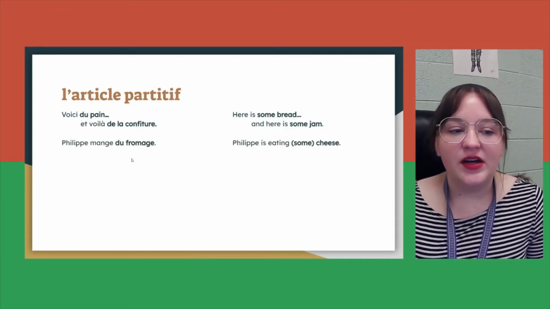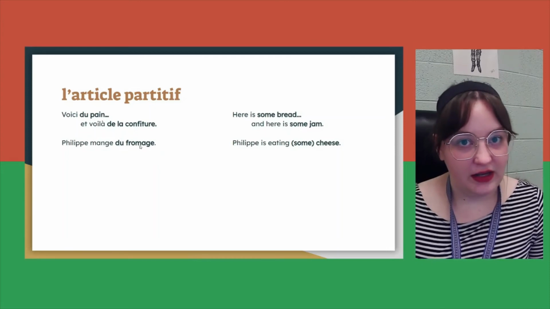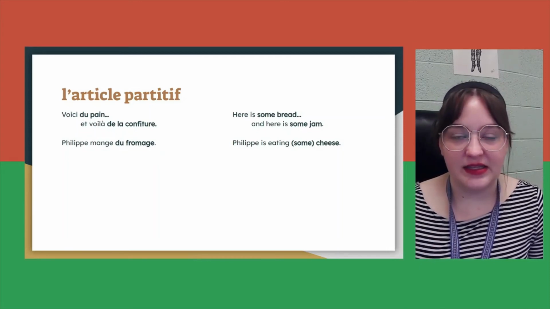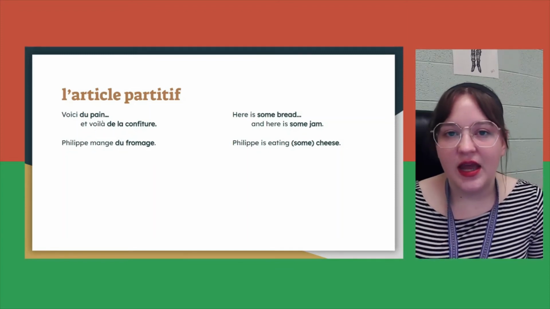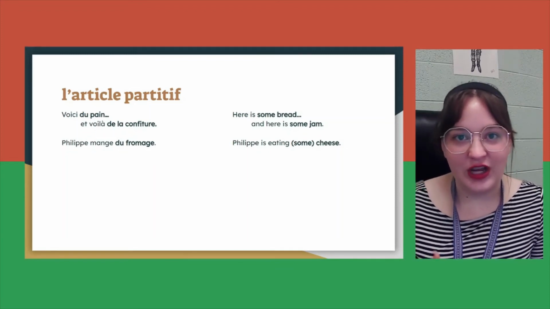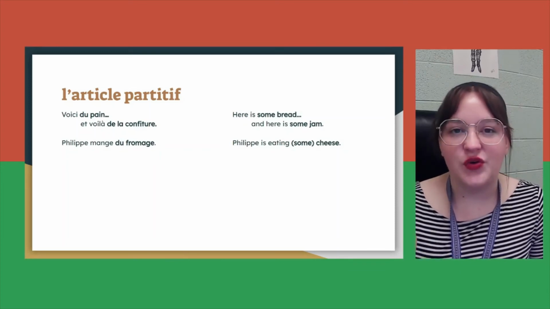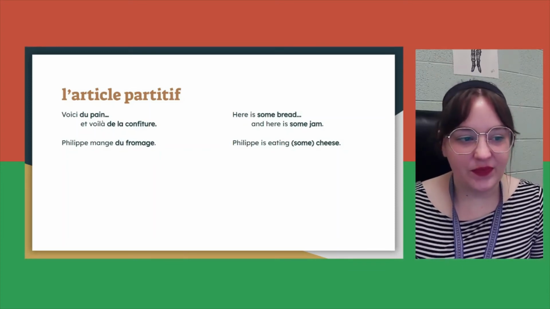So you can see here, sometimes in English, often in English, we can omit the word some in a sentence like this. I could say, oh, I'm eating cheese, and you would know I'm not eating a whole block of cheese. It would be implied that I'm just eating some of it. But you can't do that in French. You have to have the article. You have to have du.